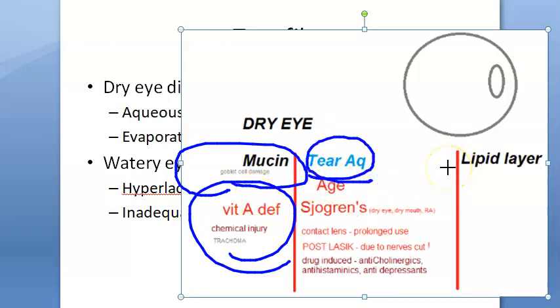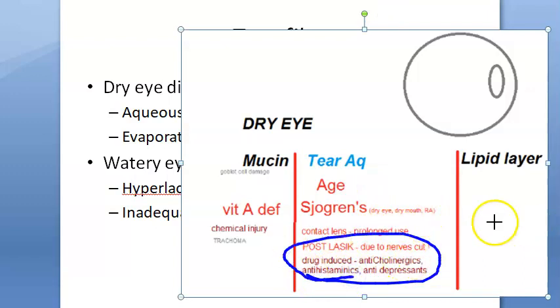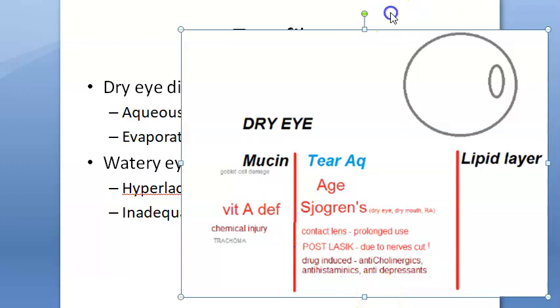Now, if there is some problem with the tear, that is the aqueous layer, then what all will be the cause? Age. This is because of the lacrimal gland, right? Age, Sjogren's disease, syndrome, dry eye, dry mouth, rheumatoid arthritis. Contact lens, if you prolong use, then you will have this problem. Post-LASIK they can have because of nerves cut, it seems. Then drug-induced can be there because of anticholinergics, antihistamines, depressants, etc. Okay. Then lipid layer, they didn't mention as such any problem here.